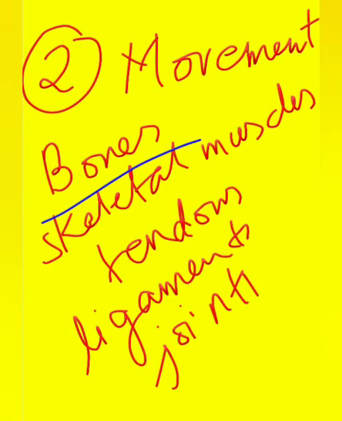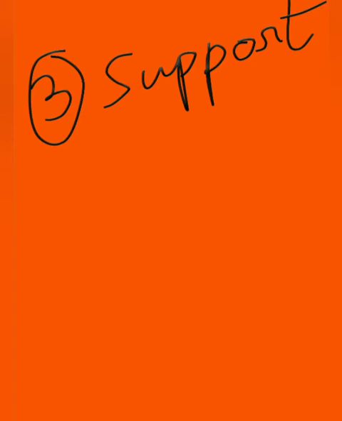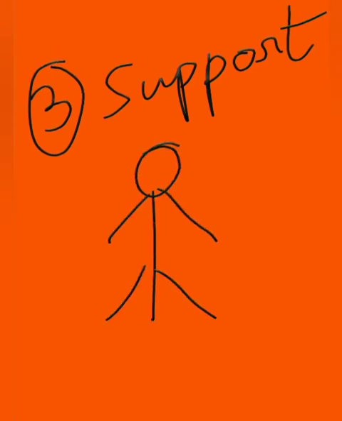Next function is what? It helps in movement. Bones, skeletal muscles, tendons, ligaments and joints function together for making movement. The next function is support. So we know that our skeletal system is the framework of the body. It supports the softer tissues and provides space for the attachment of skeletal muscles.